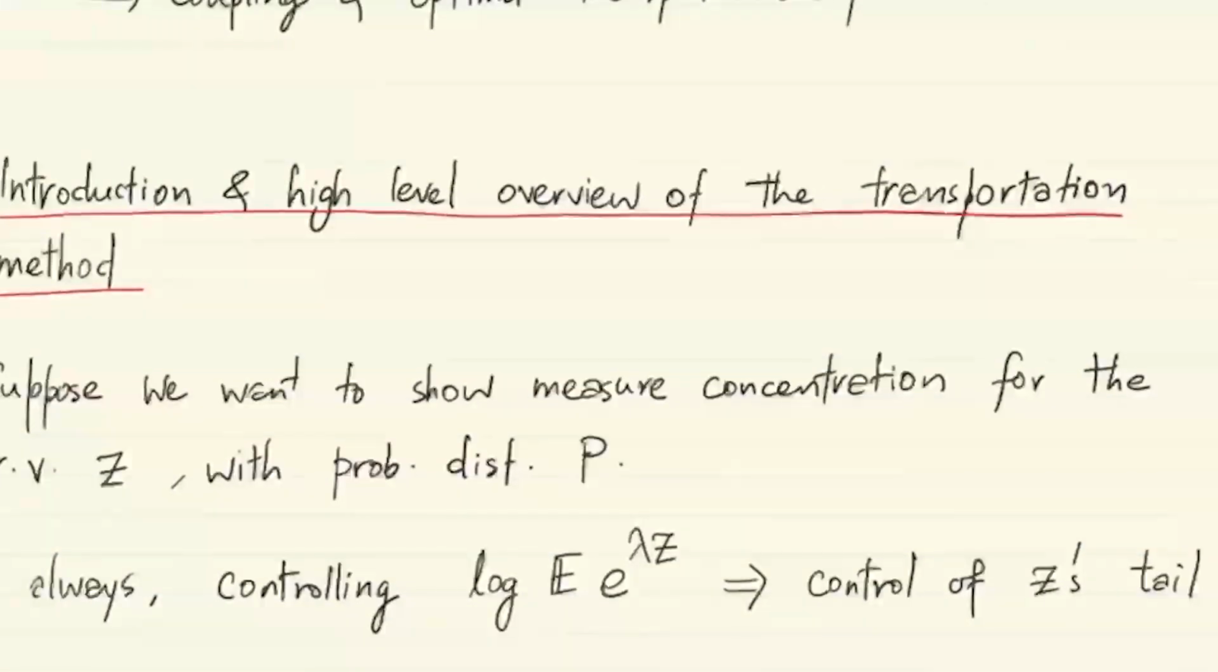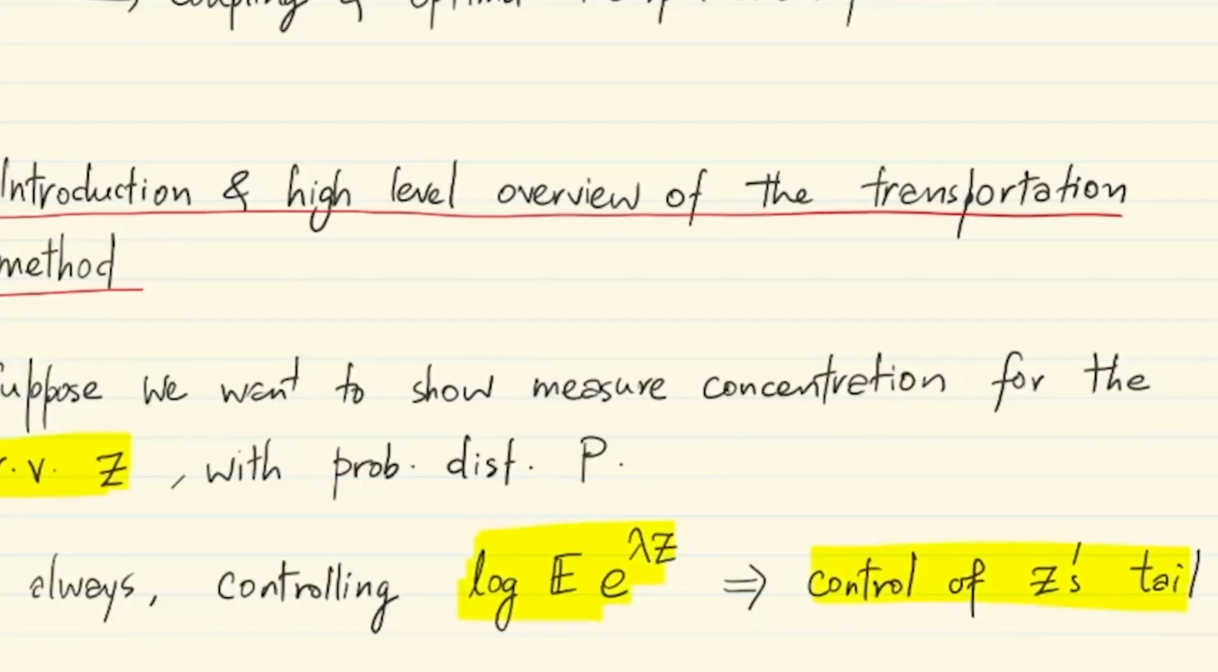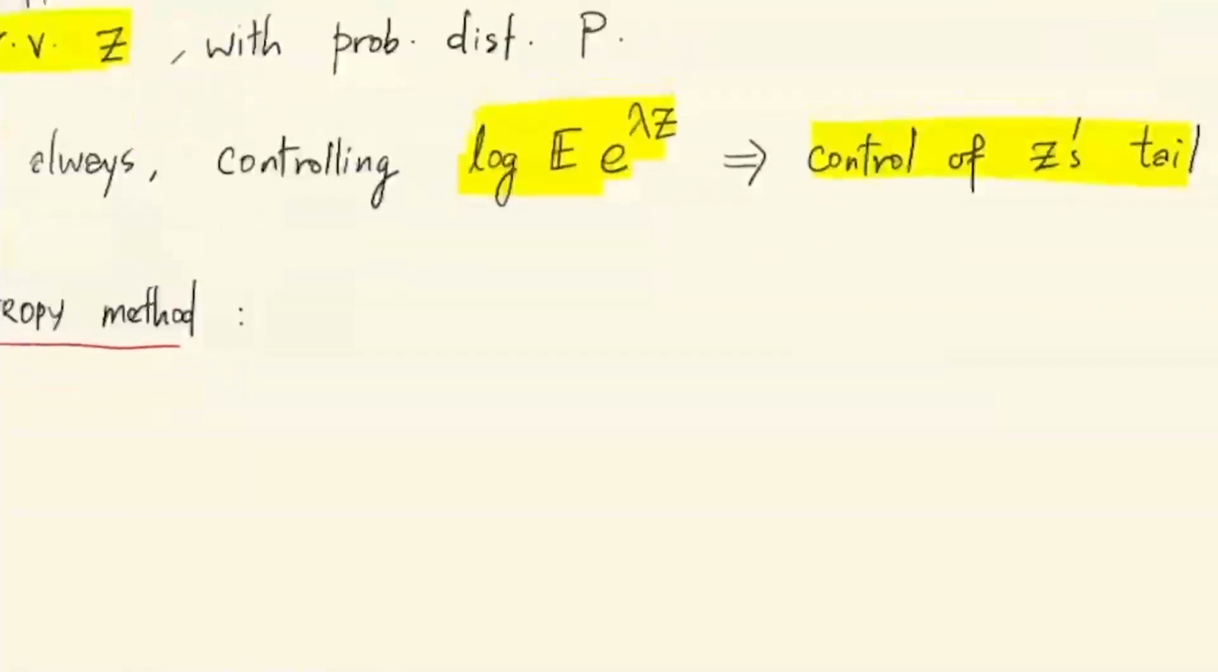Recall that suppose we want to show concentration of measure for some random variable z having probability distribution p. As always, we know that if we control the log moment generating function of z, then we can hope to control the tail of z using the Chernoff bound. In particular, quadratic log moment generating functions give sub-Gaussian tail bounds and so on. So against this backdrop, what have we studied so far?